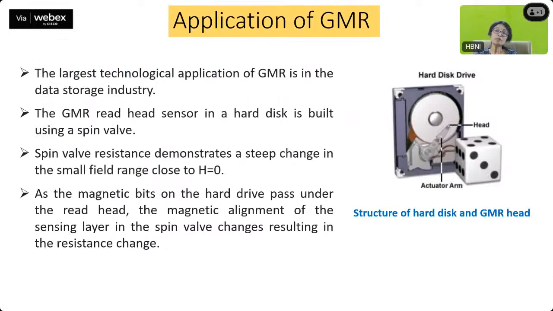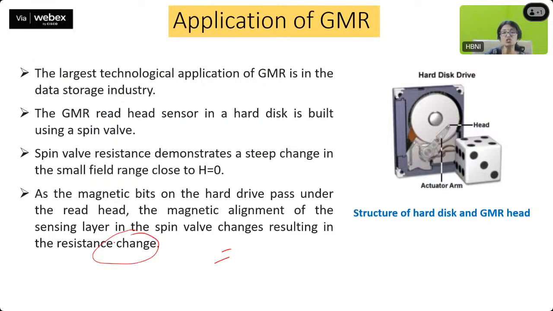So what are the different applications of giant magnetoresistance? The largest technological application of GMR is in the data storage industry. The GMR read head sensor in a hard disk is built using a spin valve. The spin valve resistance shows a steep change in the small field range close to zero. Now, as the magnetic bits on the hard drive pass under the read head, the magnetic alignment of the sensing layer in the spin valve changes, resulting in a resistance change.